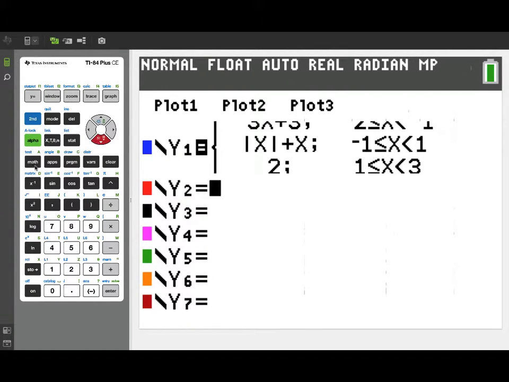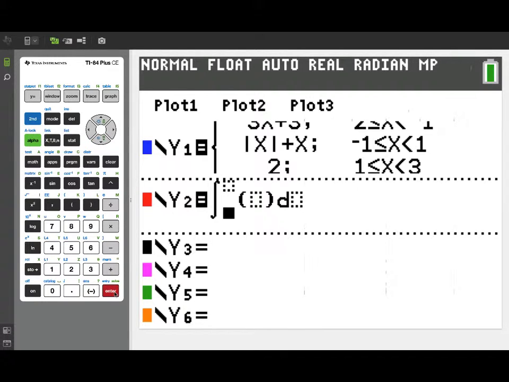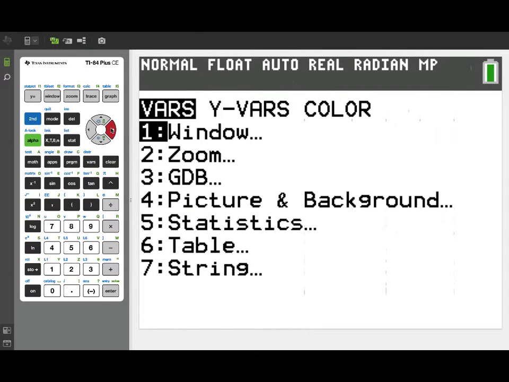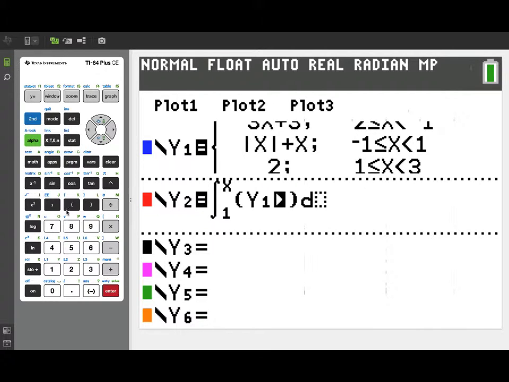So I'm going to go back to y equals to y2, and I'm going to create a definite integral function. So I find fn_int from my math menu, and we're told that we want a function that has y1 as derivative and the value 3 at x equal 1. So that's where I'm going to start measuring my definite integral from. Lower limit of 1, integrate up to x, our independent variable. We'll integrate our y1 function. Let's integrate with respect to t, dt.